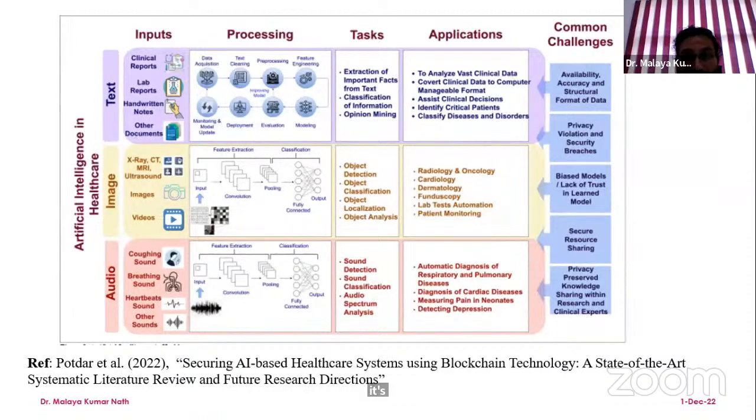So that is a lack of trust due to these deep learning networks. That is, they are not very trustworthy models. Next is secure resource sharing and privacy-preserved knowledge sharing between researchers as well as clinical experts. So these are a few of the challenges. Again, we will discuss these challenges and how we can overcome them in case of medical health records, that we will discuss later on.